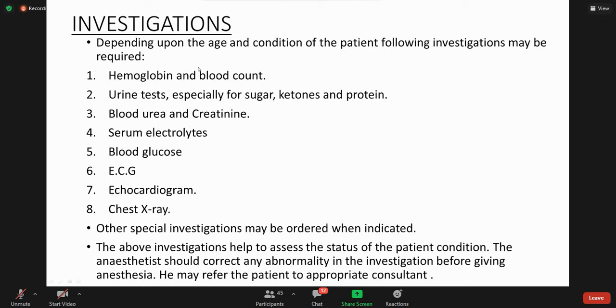And ECG as well, depending upon the age of the patient. Usually in above 50 years old, we order the ECG. If the patient has any kind of history of hypertension, we'll order ECG. If the patient has any history of ischemic heart disease, we'll order ECG plus echocardiogram as well, and chest X-ray. If the patient is being given general anesthesia, you got to have chest X-ray. Other special investigations may be ordered when indicated, and we'll move on.